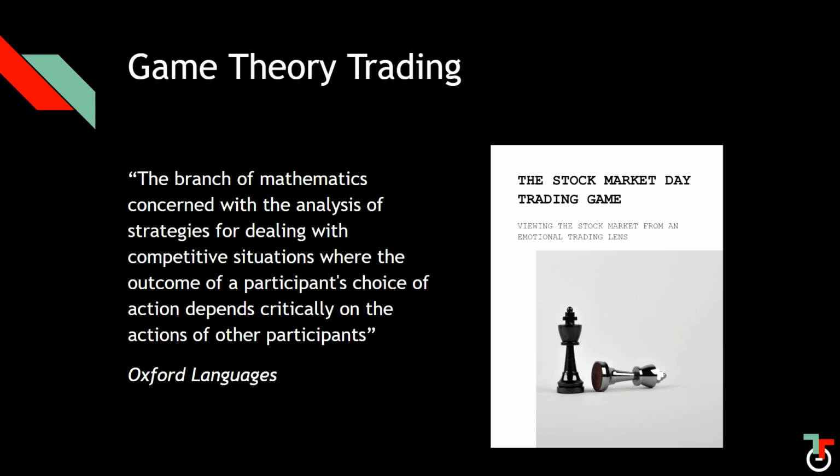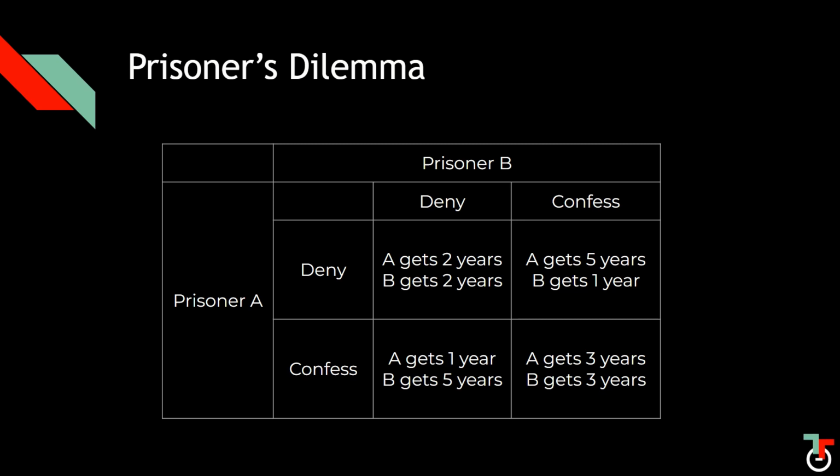So let's look at a practical example of game theory. Prisoner's dilemma. So you have two prisoners, prisoner A and prisoner B. They're both guilty of a crime. Prisoner A and B both have two options. They can either confess or they can deny. And each response has a different outcome, but this outcome is dependent on what the other party says.